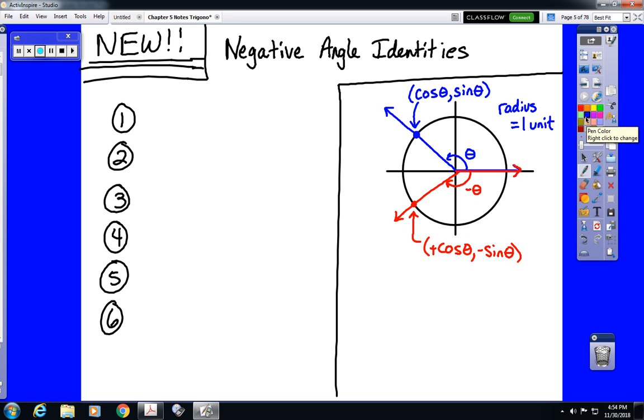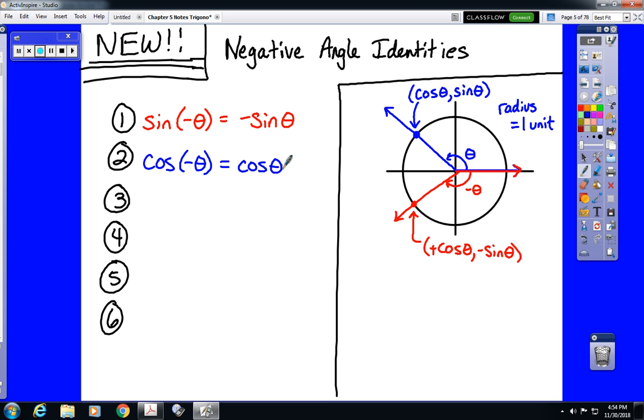So what happens is we can relate negative theta to positive theta through each of our 6 trig functions. For instance, the sine of negative theta down here is the opposite of positive theta. Cosine, on the other hand, which is the x value for each of these points, would be the same, which tells us that the cosine of negative theta is simply the cosine of theta. Notice I did not write a negative sign there.